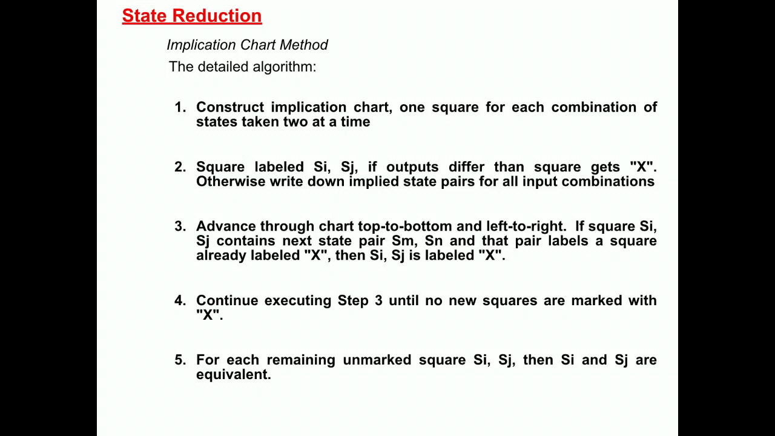If a square SI, SJ contains the next state pair SM and SN, and that pair labels a square already labeled X, then that square gets labeled X too. This is the implication part.